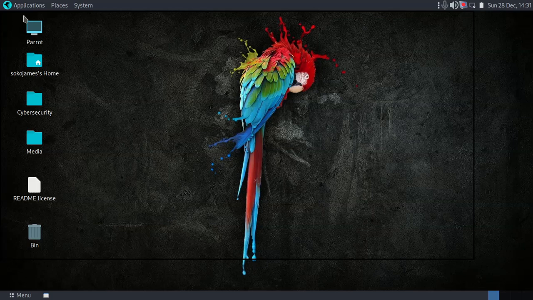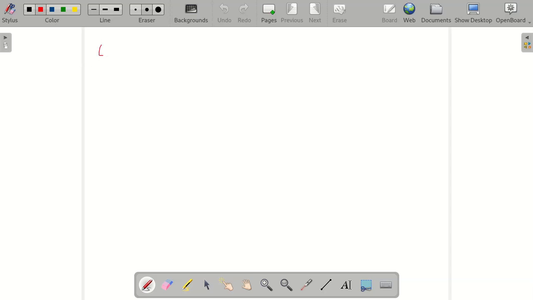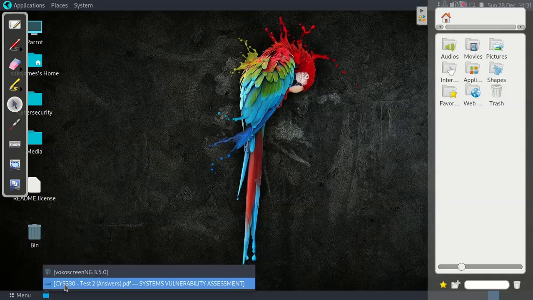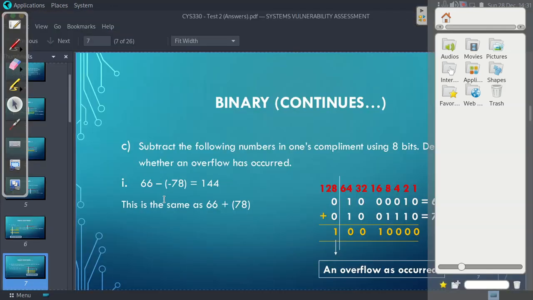66 minus negative 78. So the question is straightforward. We are saying subtract these two numbers using what? Is it 1's complement? So in 1's complement, okay.